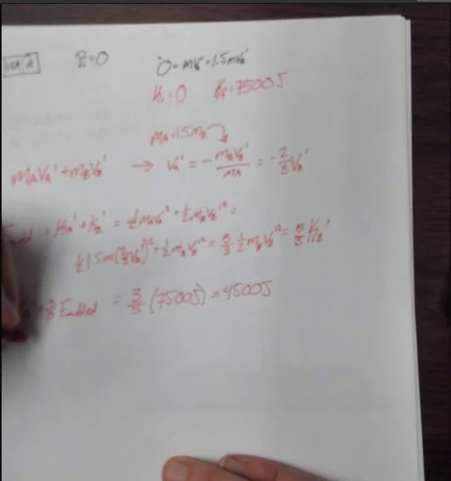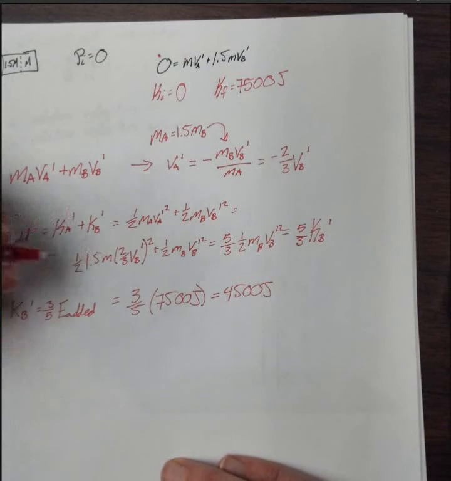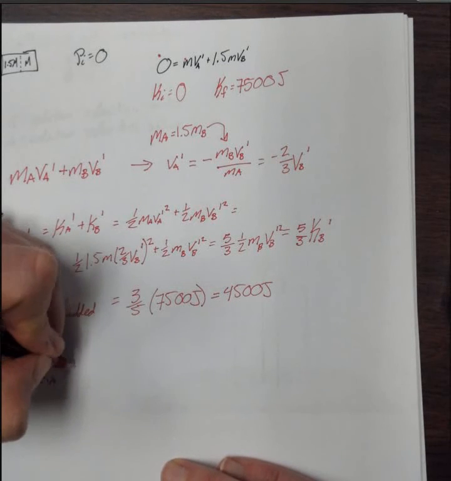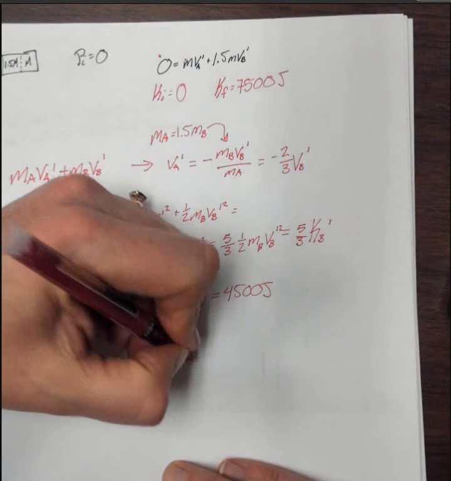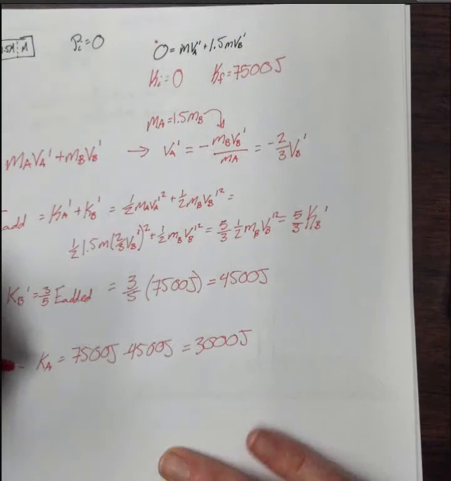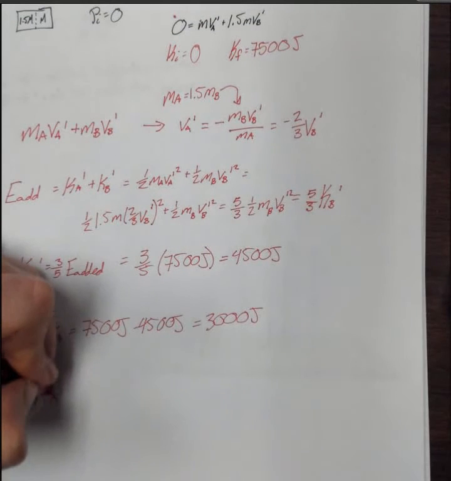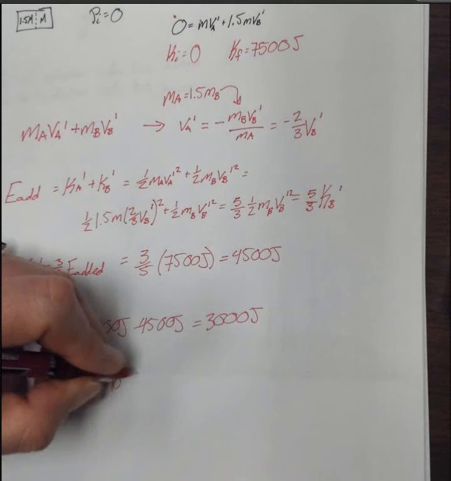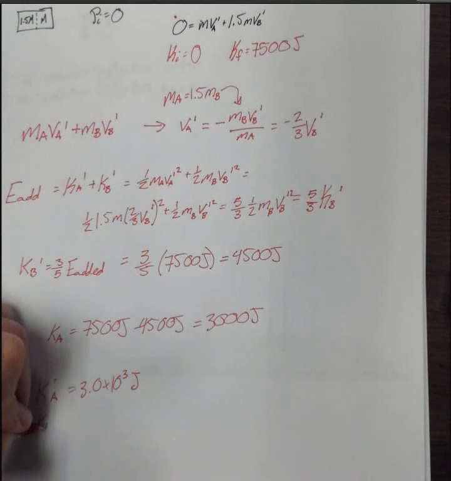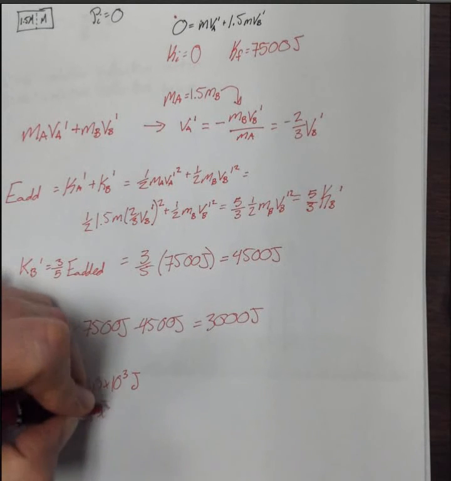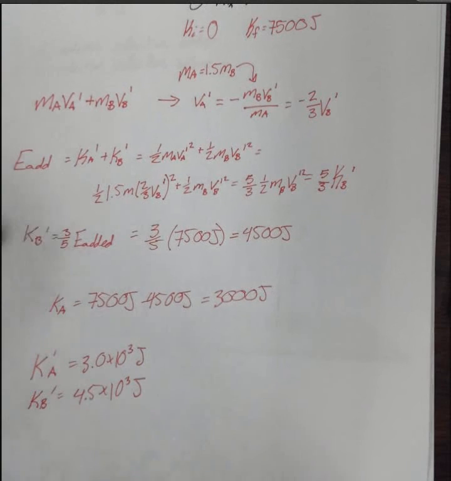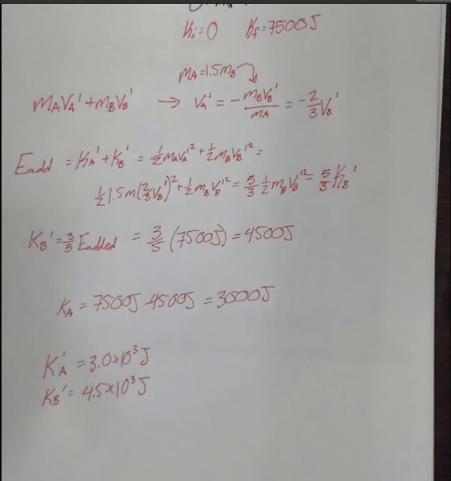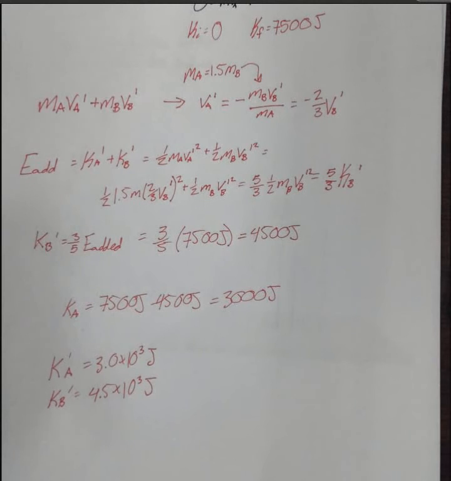So that means that the remainder is going to be kinetic energy of A. So if Kb is equal to 4,500, then Ka by definition would be 7,500 joules minus 4,500 joules, or 3,000 joules. So Ka equals 3.0 times 10 to the third joules. Kb prime is equal to 4.5 times 10 to the third joules. So that's another way of looking at the changes in the ratios of changes of kinetic energy when we can't determine what amount is conserved.